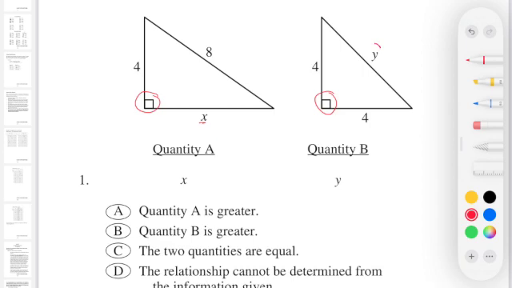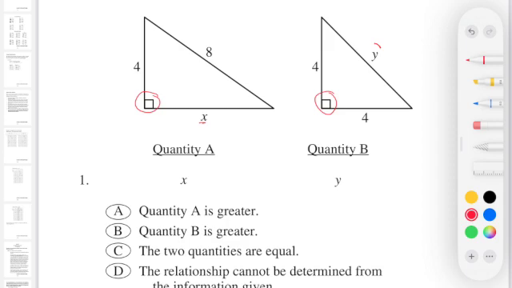Now, immediately, there's a few things we have to keep in mind. This is not asking us what is the value of x or what is the value of y, just which one is greater. Is x greater than y? Is y greater than x? Are the two quantities the same, or do we not have enough information to determine this?